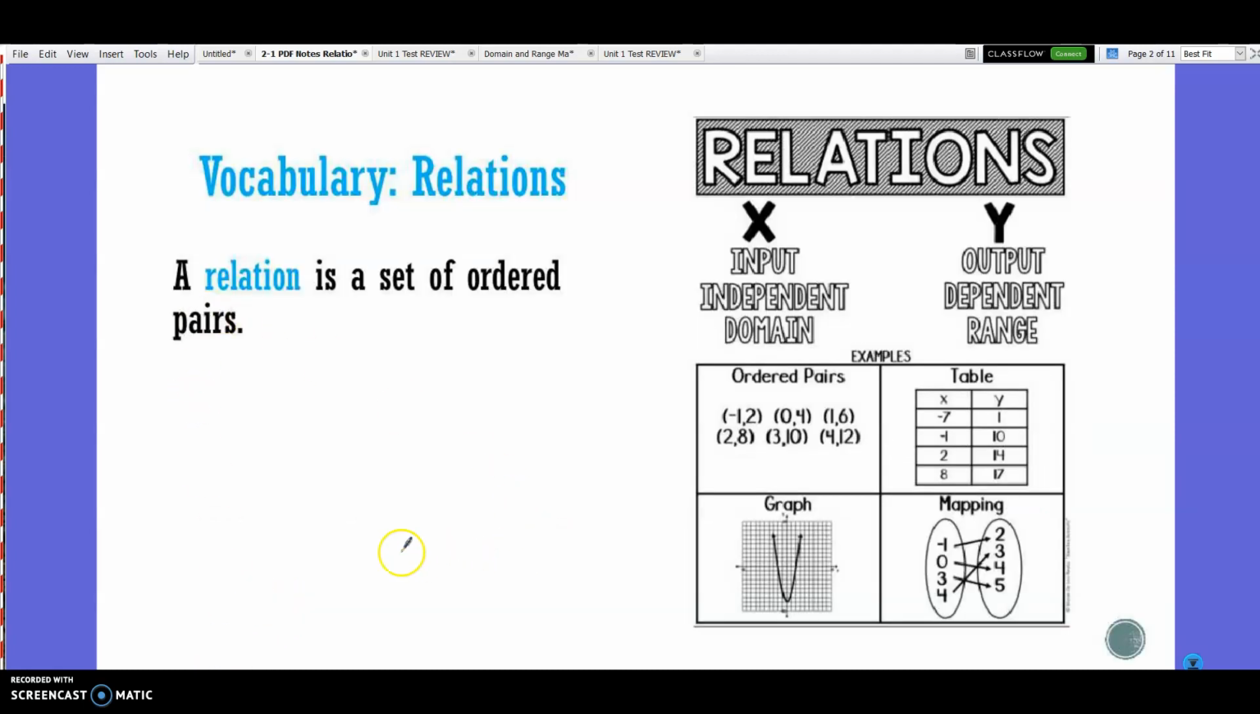So vocabulary: a relation is a set of ordered pairs. So you have an input and an output. Input is X, output is Y. Independent variable is your X, dependent variable is your Y. Domain is X, range is Y. It can be written in different forms, for example, ordered pairs, tables, graphs, or a mapping.